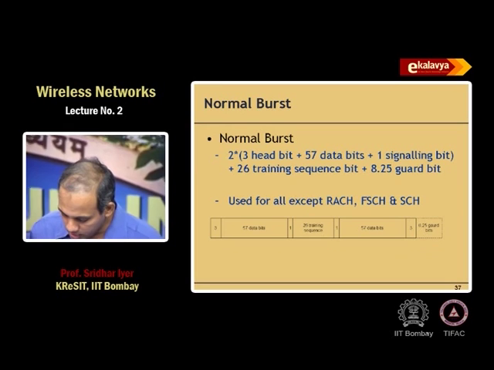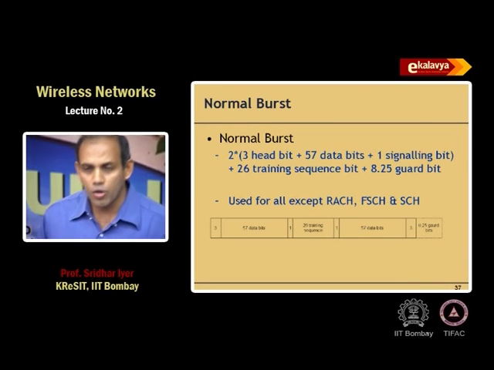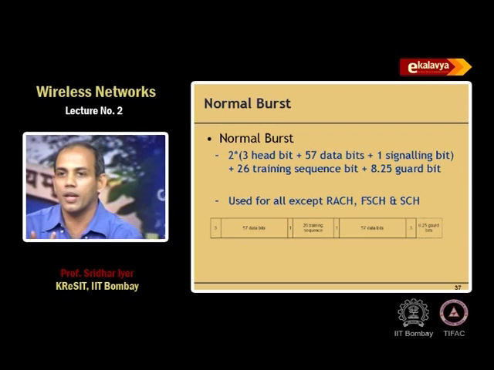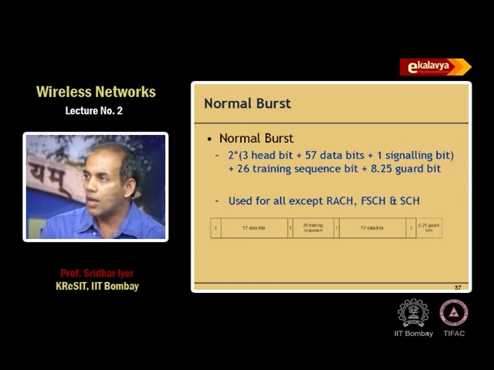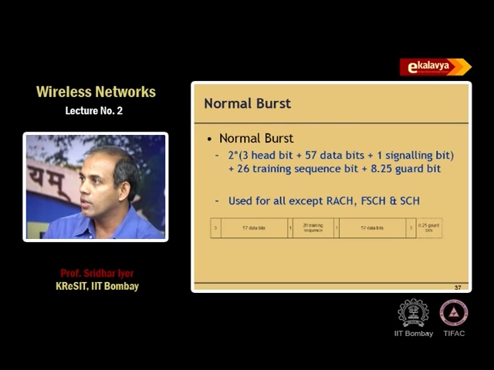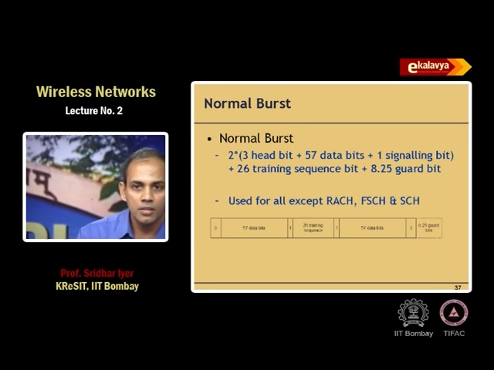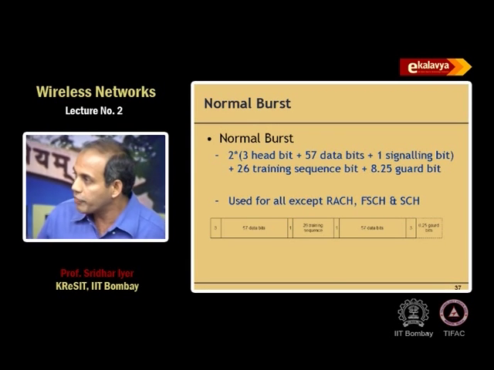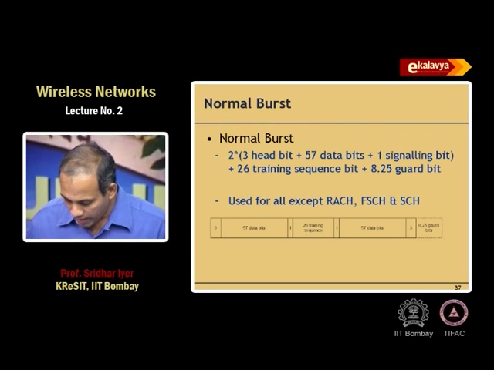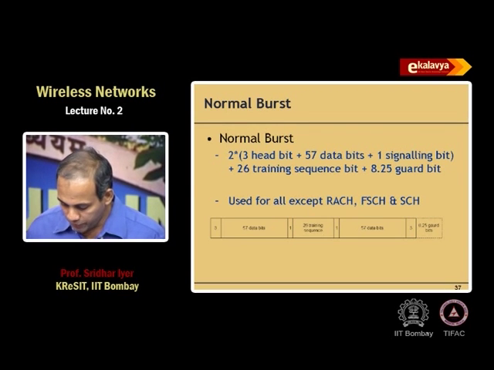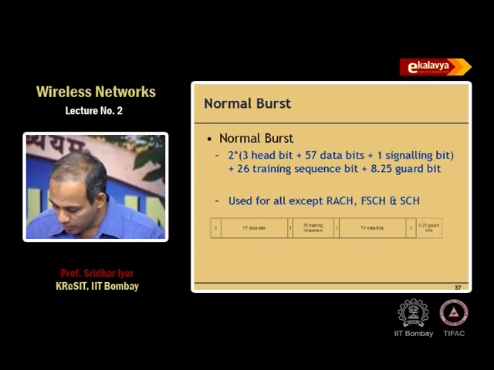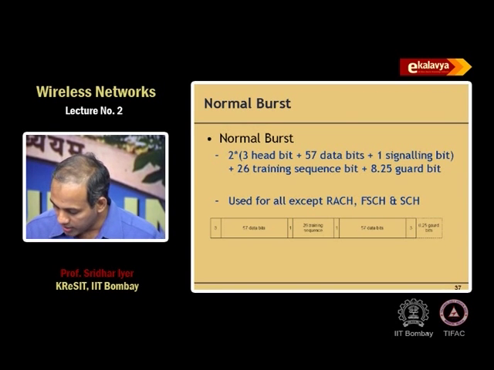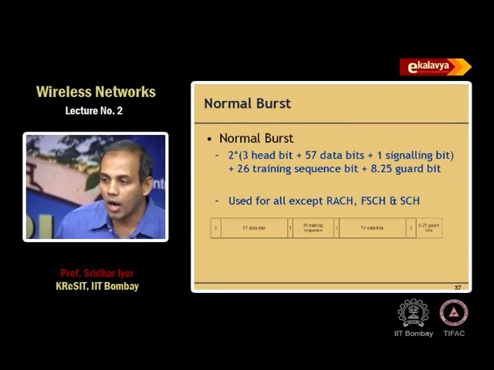Okay. So look at this. So the normal burst looks like this. It has a 3-bit header. So how does a typical frame look in Ethernet? I have a header, I have a payload, and I have a CRC. Yeah, I have a trailer. So why does this frame look different? So see what you have. We have a 3-bit header, 57 data bits. There is 1 bit here, there is some 26 bits of training sequence, there is another 1 bit here, 57 data bits, another 3 bits, and some 8.25 guard bits.